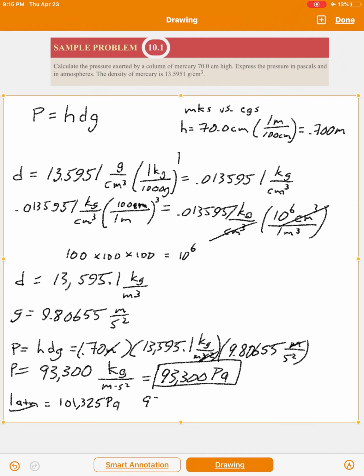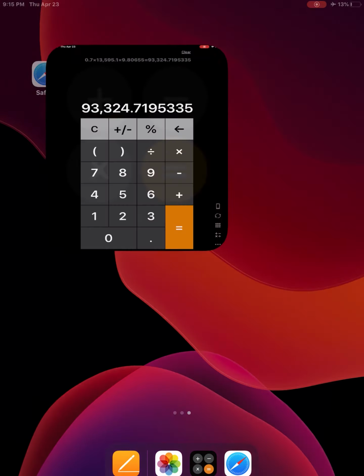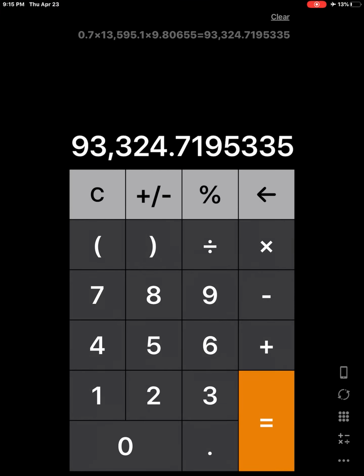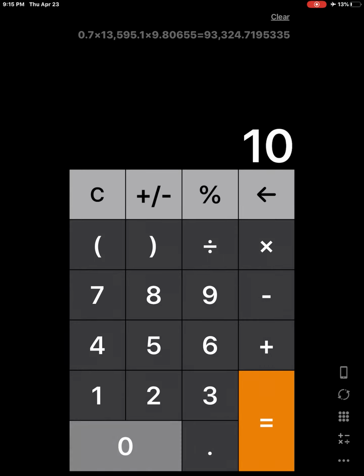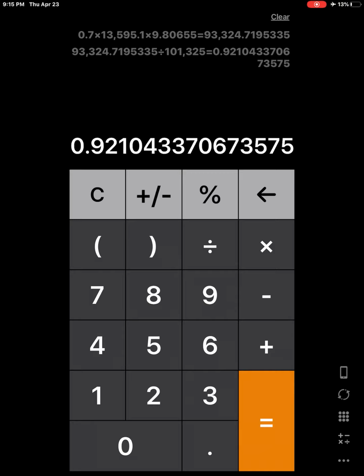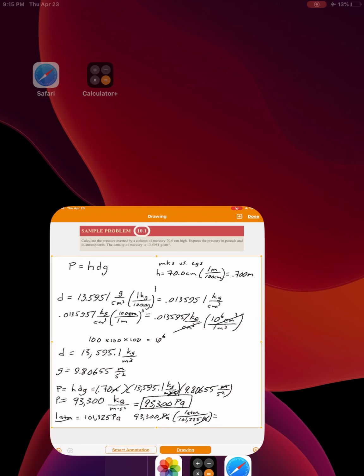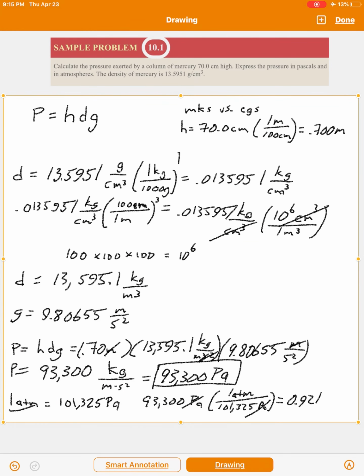So we take 93,300 pascals, multiply that by 1 atmosphere per 101,325 pascals, and we're going to get a little bit under 1. You know what, I've actually got this original number, so let's leave that in there. Divide that by 101,325. And you get 0.921. A little over 9/10 of an atmosphere.